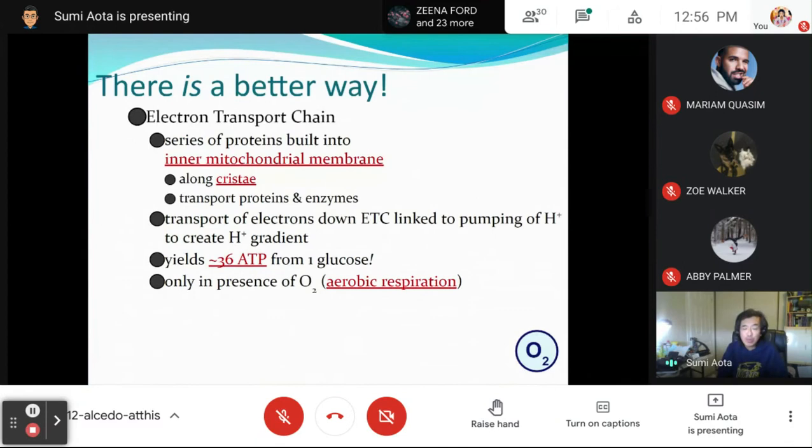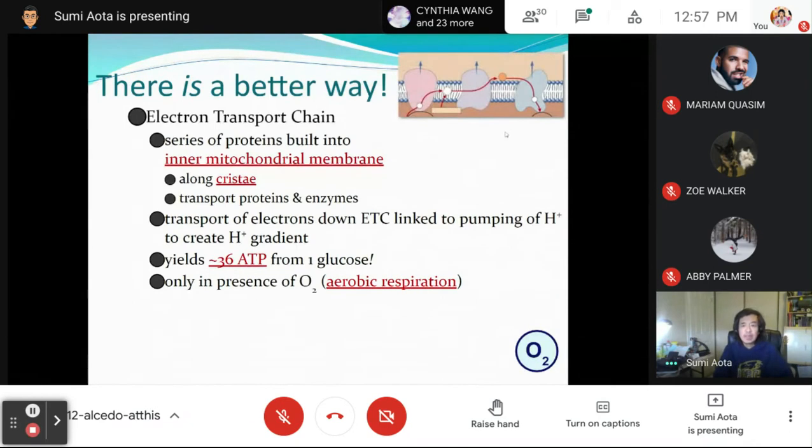This will yield 36 ATP from one single glucose, but, and this is the but, the system only works if oxygen is present. No oxygen, the system shuts down. That's why this is aerobic respiration. You must have oxygen, otherwise it doesn't work. It's a system that kind of looks like this, and we'll be talking about these blobs in a minute.